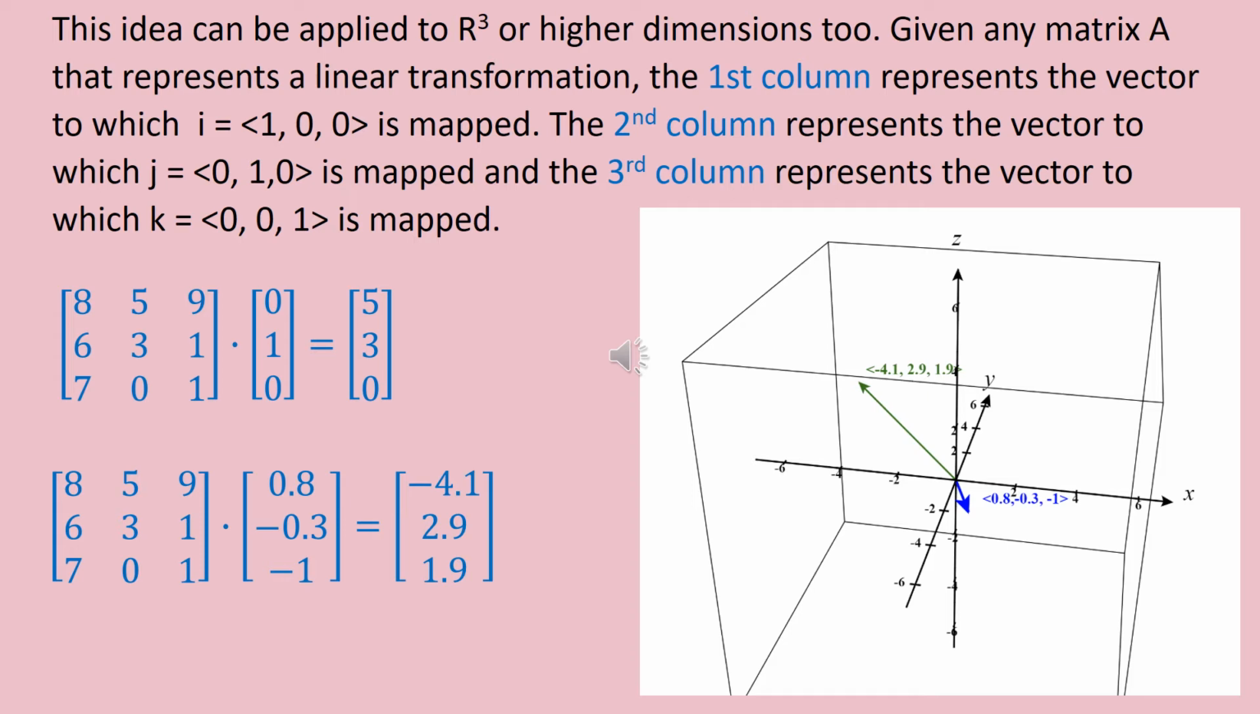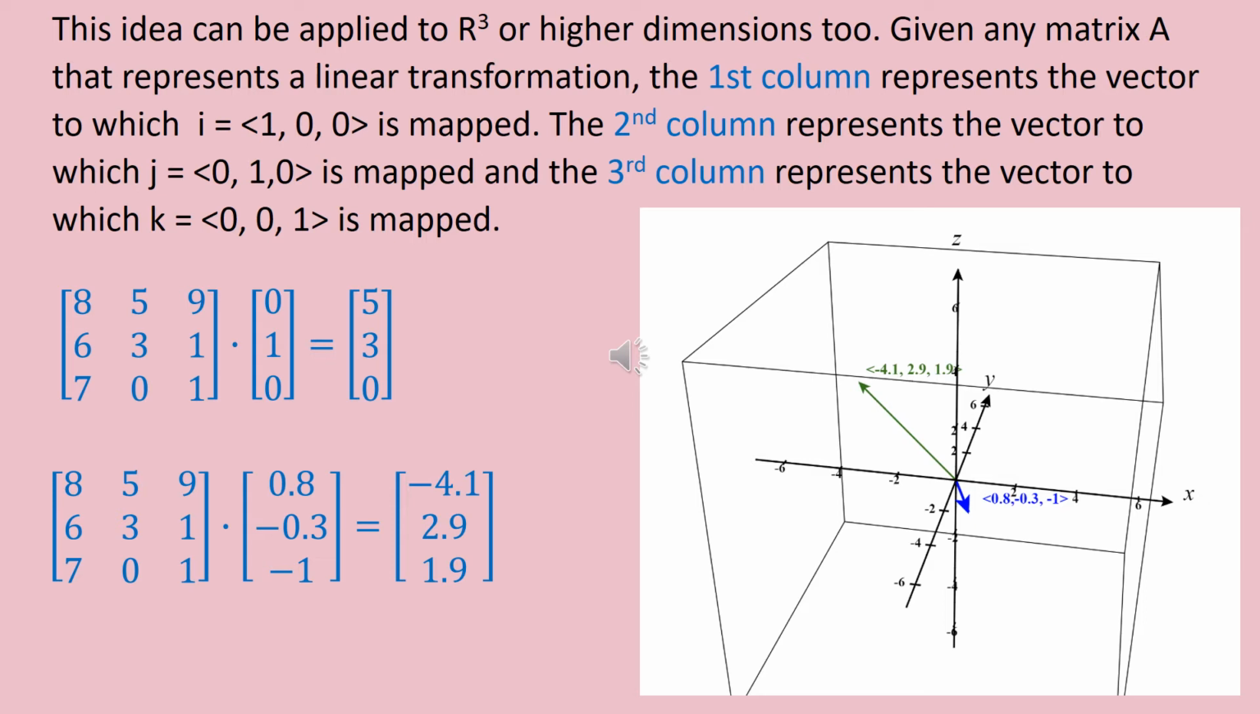So that is a way to picture linear transformations. You're taking points and you're shifting them in space. And if you're in R2, the first column tells you where the vector down the x-axis goes. The second column tells you where the unit vector on the y-axis goes. If you're in R3, the first column tells you where the unit vector down x goes. The second column tells you where the unit vector in the y direction goes, and the third column tells you where the unit vector in the z direction goes.